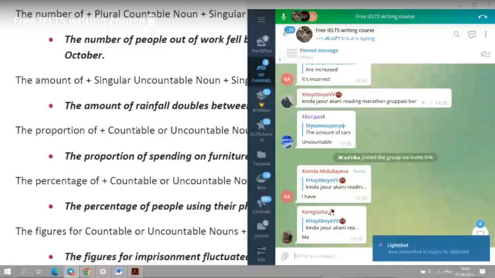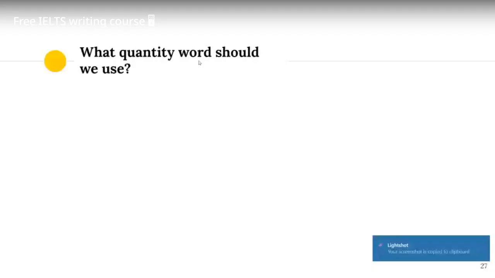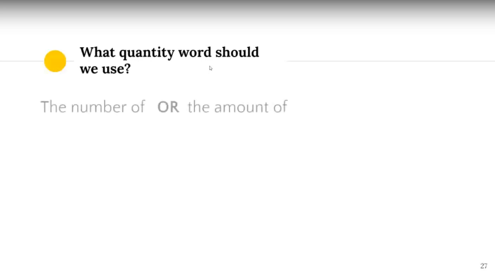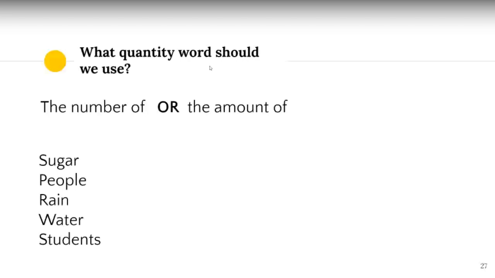Now let's do another example. I want you to find what quantity word we should use with these words. You should just say either the amount of or the number of. We have 5 words here: sugar, people, rain, water, student. With sugar, which one should we use? The number or amount of sugar? Okay, everyone got it right. Of course, not number. We should use amount, because it's uncountable. So the amount of sugar.